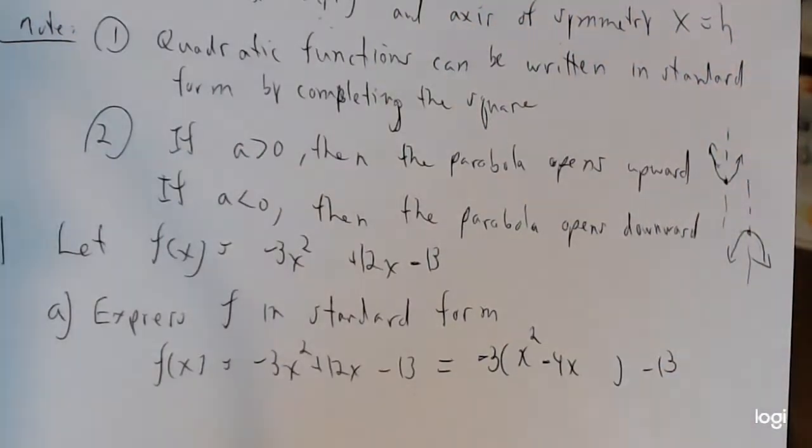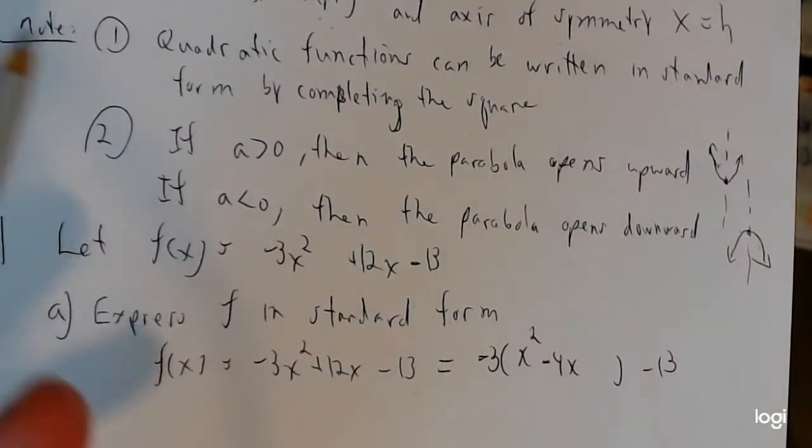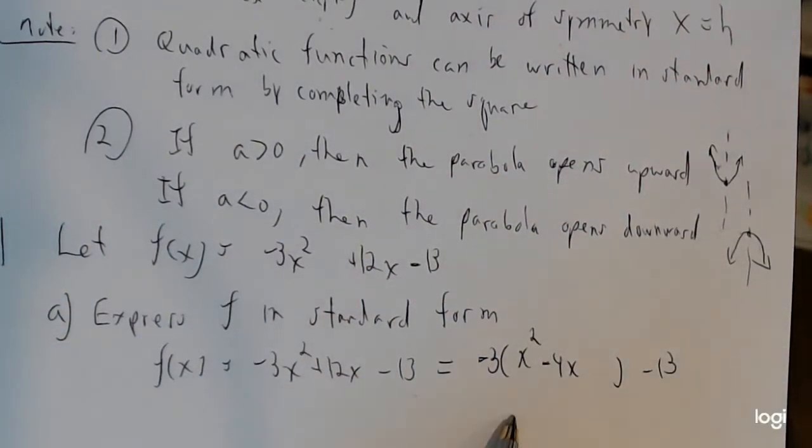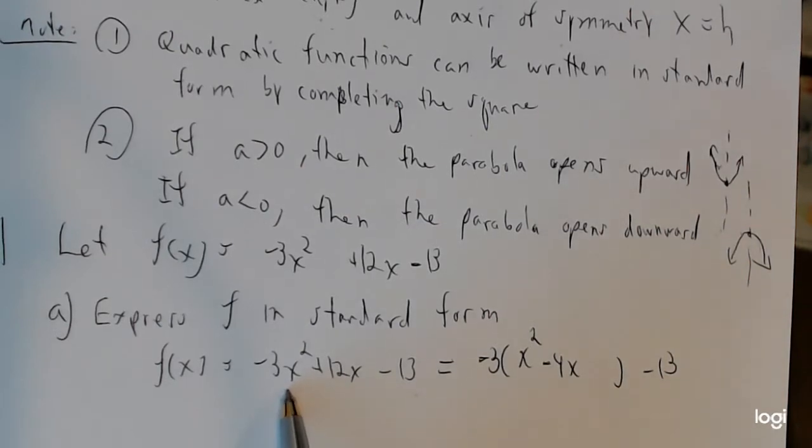Now, if you're ever confused, like, did I do the right thing here? I'm not sure if this is correct. Well, go backwards. If I distribute this back, notice how you'll get back to that. If I distributed the negative 3 and I didn't get this back, then I did something wrong. But we're okay, right? Negative 3 times x squared is negative 3x squared. Negative 3 times negative 4x is plus 12x. And then the minus 13, it's matching up.